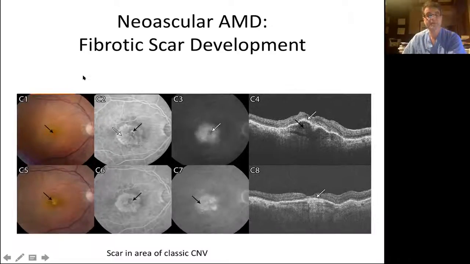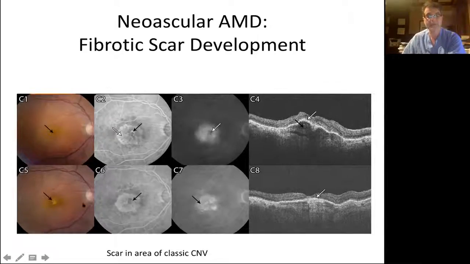So this is an example of a patient that has both occult and classic choroidal neovascularization. We can see the classic portion is denoted by this black arrow and the surrounding occult choroidal neovascularization in this right eye. This is the earlier frame of the angiogram, and on the later frame we have this mild leakage. On OCT, we have this pigment epithelial detachment.